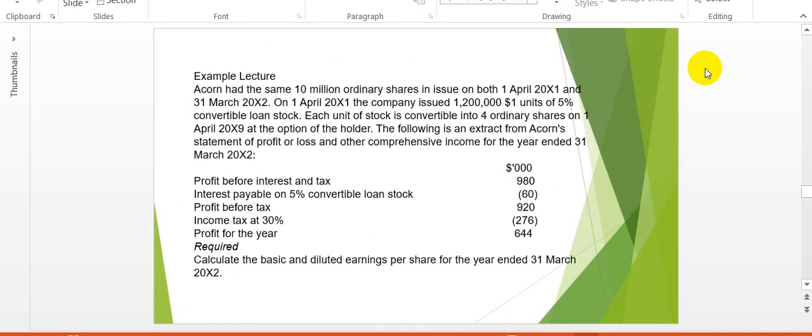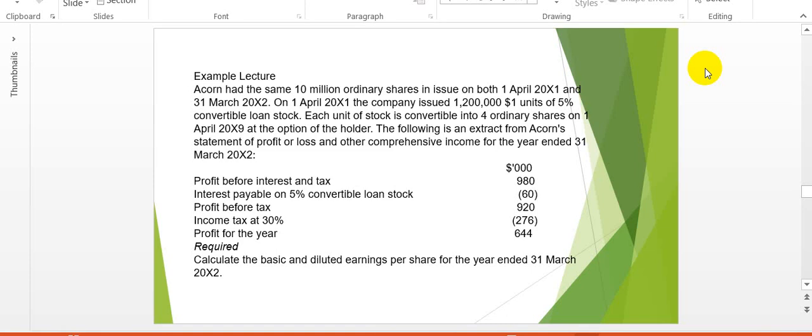We're going to look at a lecture question. In this question, Akon had the same 10 million ordinary shares in issue on both 1st April 20x1 and 31st March 20x2. On 1st April x1, the company issued 1.2 million $1 units of 5% convertible loan stock. Each unit of stock is convertible into 4 ordinary shares for one on 1st April 20x9 at the option of the holder.